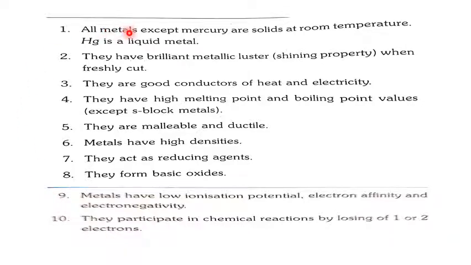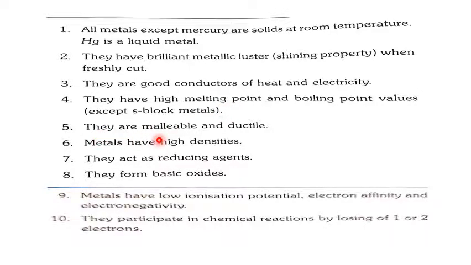Then, all metals except mercury are solids at room temperature. Mercury is a liquid metal. Mercury's formula is Hg. Next, they have brilliant metallic luster. What does metallic luster mean? Shining property when freshly cut. They are good conductors of heat and electricity. They have high melting and boiling point values except S-block element metals.